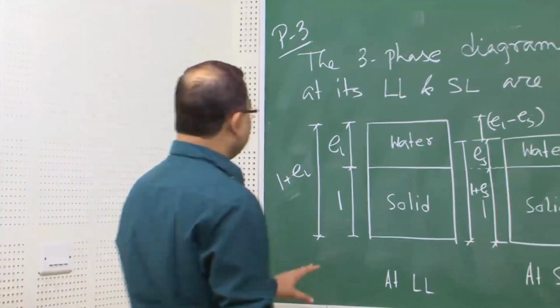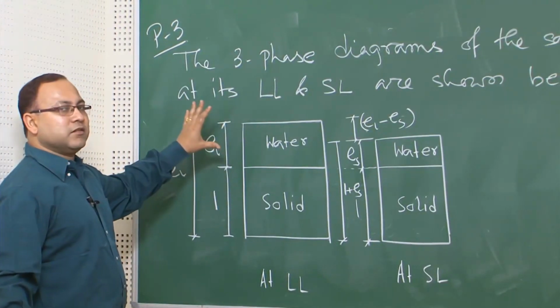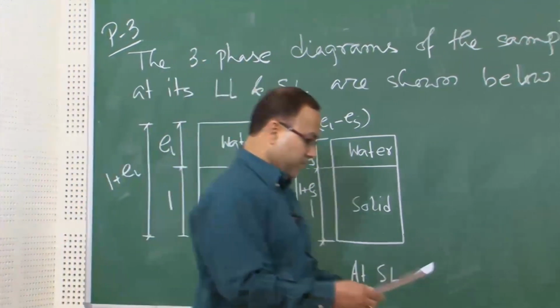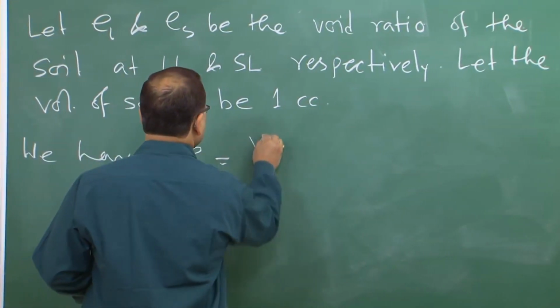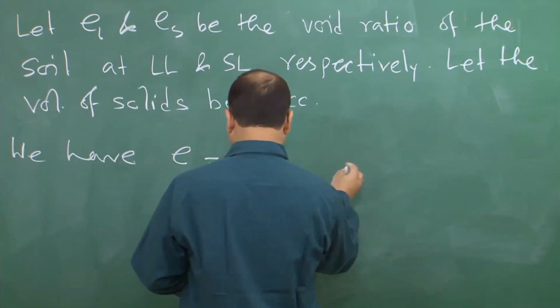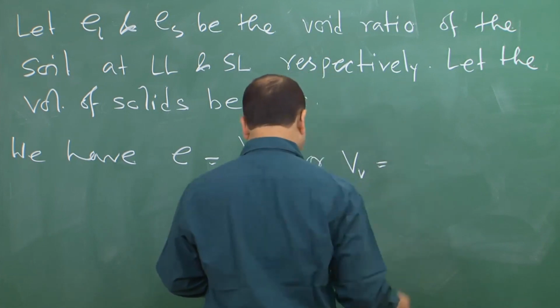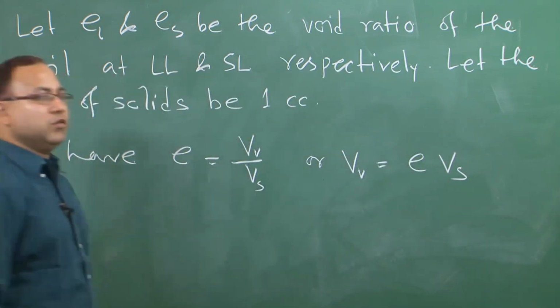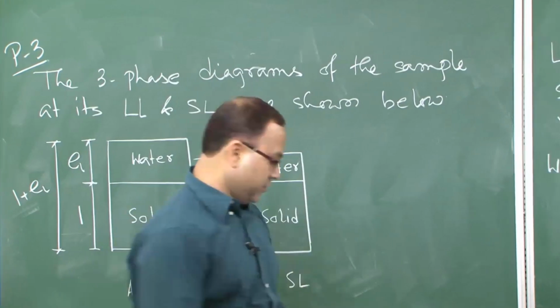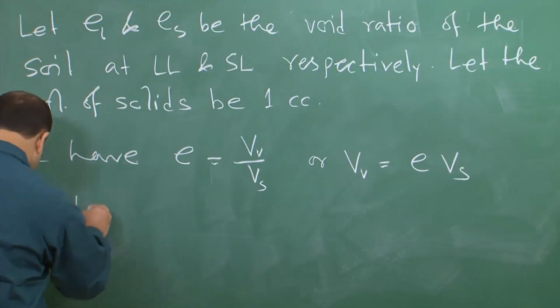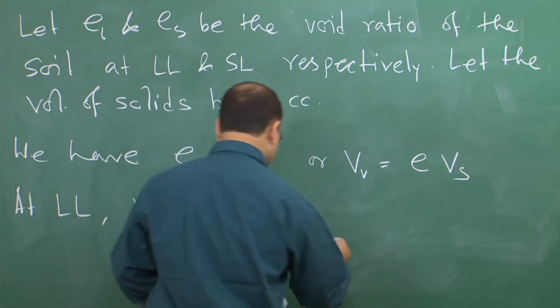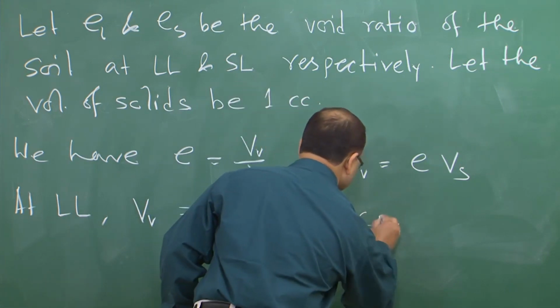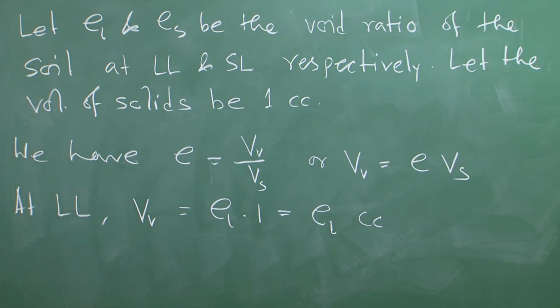Very simple. So, that is why we have considered unity, so that we will be getting the direct interpretation of your volume of voids. Okay. We know, as we discussed just now, that VV, the volume of voids for any sample, is nothing but e into Vs, that is the void ratio multiplied by the volume of solid. Okay. So, at liquid limit, your VV is nothing but EL multiplied by 1, whatever we just talked about. So that we are writing here: EL. Okay. This is the volume of void at liquid limit, and that is coming to EL.